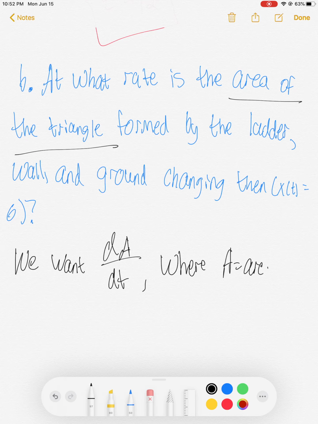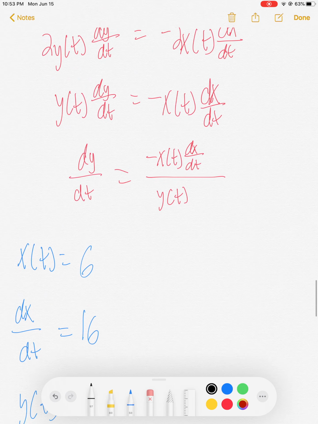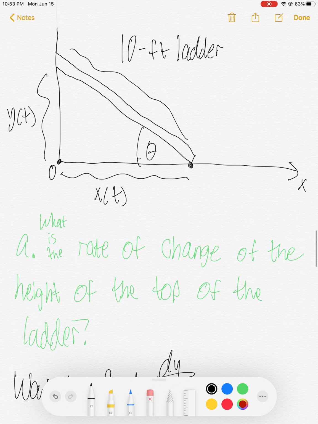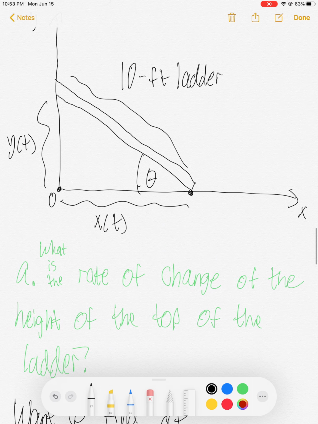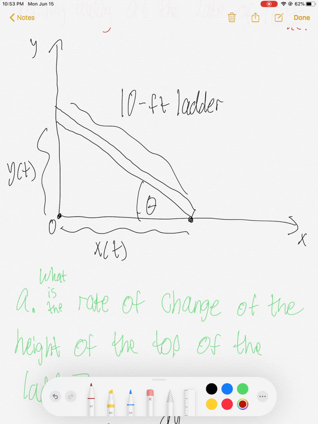Okay, well again, the first thing that you want to do in a related rates problem is identify what you even want. So in this case, we want to find the rate of change of area, the area of the triangle. We want dA/dt, where A is what I'm going to call the area of the triangle. Okay, so we want dA/dt, for A the area of the triangle.